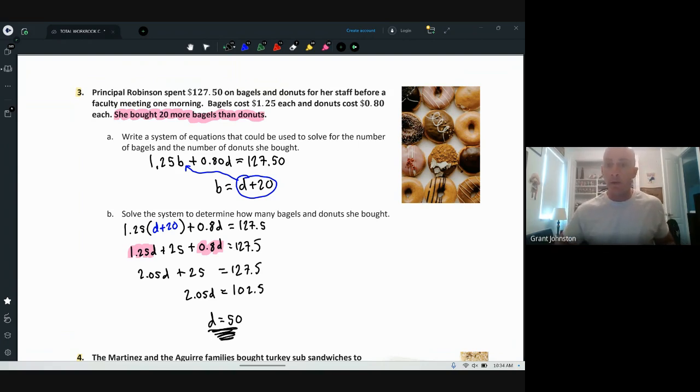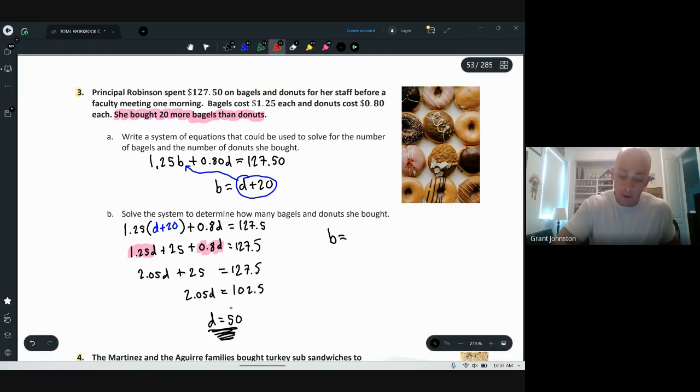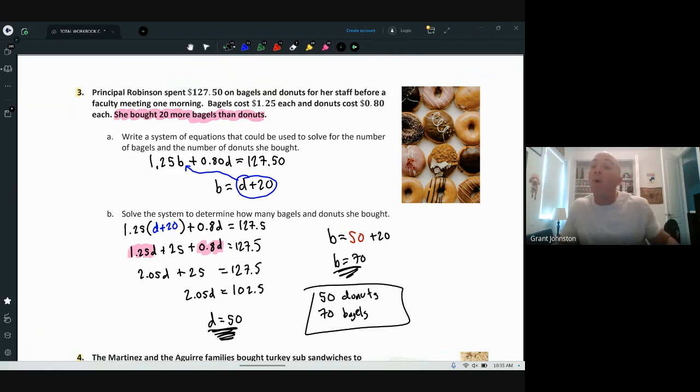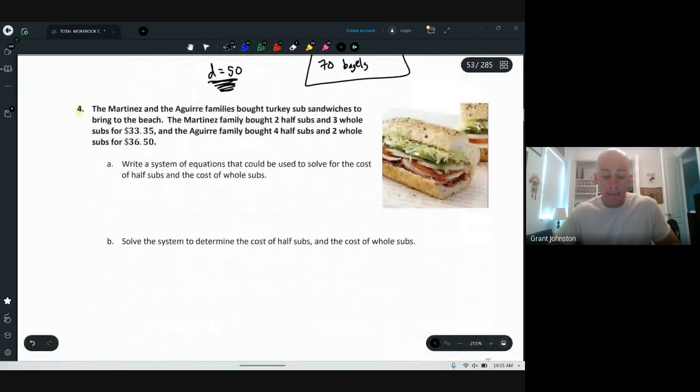Now let's get the bagels. And the bagels are super easy because I'm going to use that second equation up there. Bagels equals donuts plus 20. So bagels is going to equal, again, we got 50 for the donuts plus 20, 70. So I'm just going to write it out: 50 donuts and 70 bagels. I'll do one more word problem just to help you out here. One more word problem.